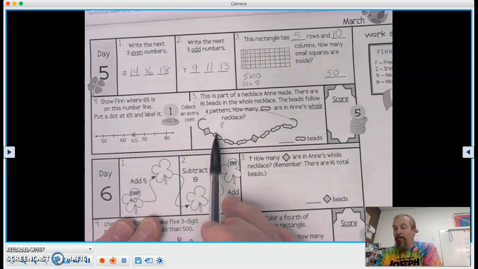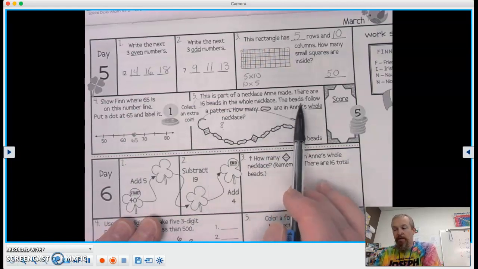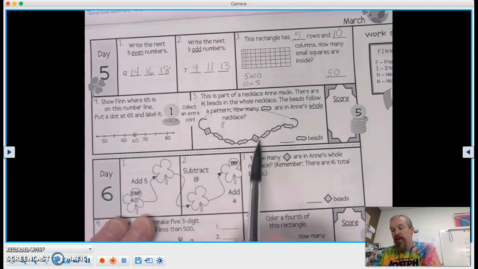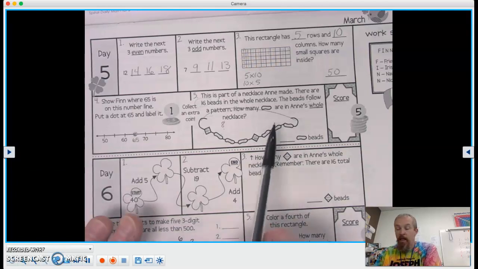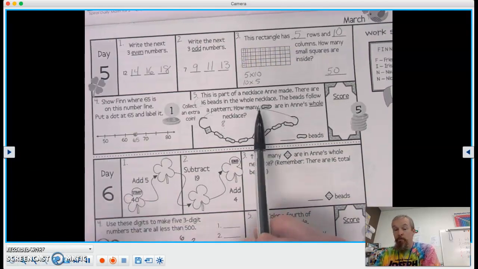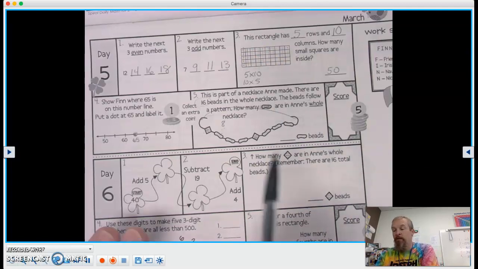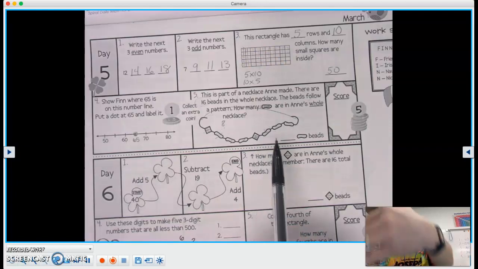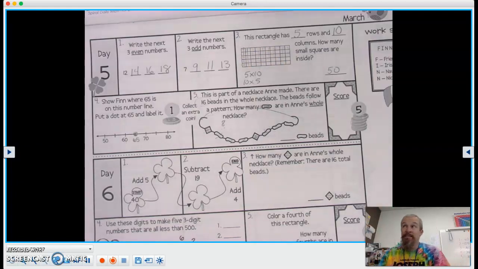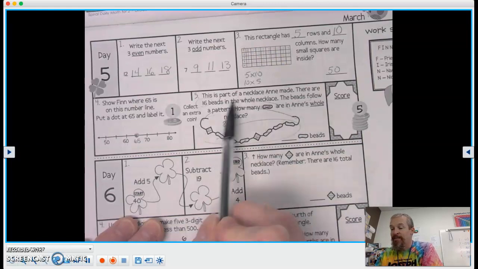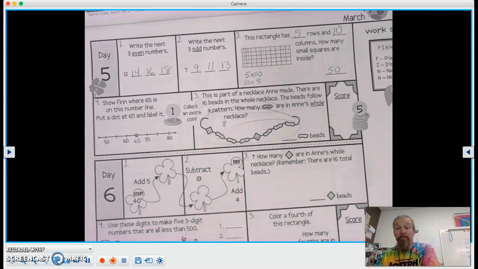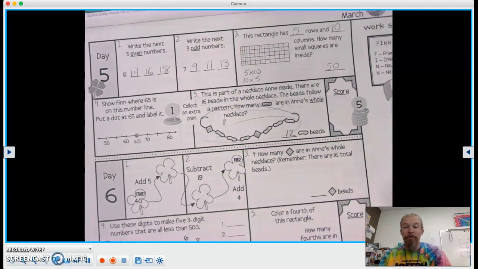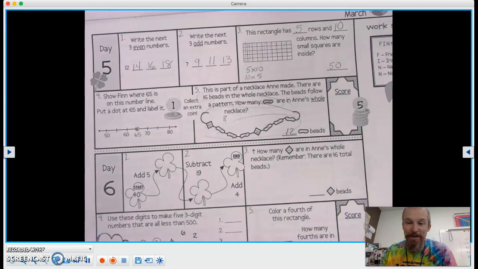So we want to know the beads follow a pattern. Okay, great. A, B, B, B. A, B, B, B. Okay? So how many of these noodles, or bees as we just said, are in the whole necklace? Well, if there's 1, 2, 3, 4, 5, 6 on this half, and the other half has to be the exact same, 6 on this one plus 6 on this one would make 12 of those macaroni noodle beads, or whatever you want to call them, right?